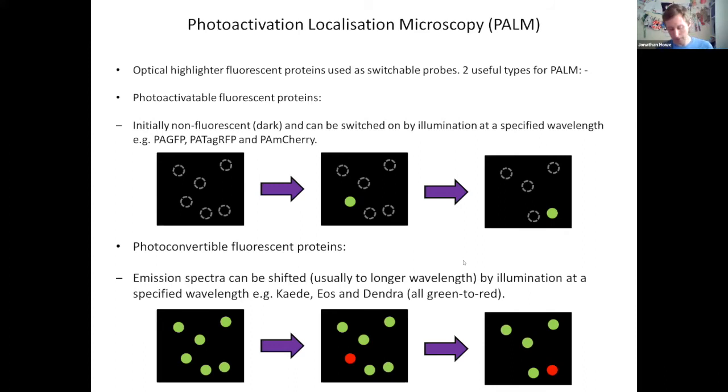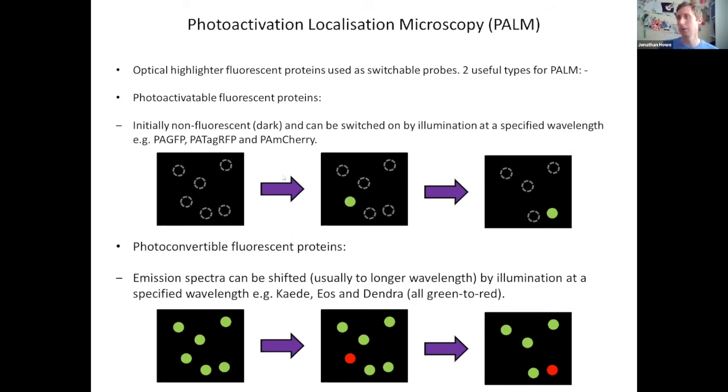Now, I mentioned that there are various different types of localization microscopy technique, and the first one I'm going to talk about is photoactivation localization microscopy, or PALM. Now, PALM uses optical highlighter fluorescent proteins, which were introduced by Ben in his talk on Tuesday. There are various types of optical highlighter fluorescent proteins, but the most useful ones for PALM are the photoactivatable fluorescent proteins and the photoconvertible fluorescent proteins. And the way in which they work and the way in which you use them for PALM is ever so slightly different.